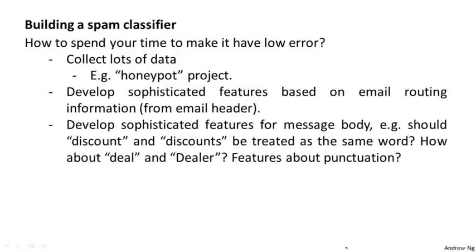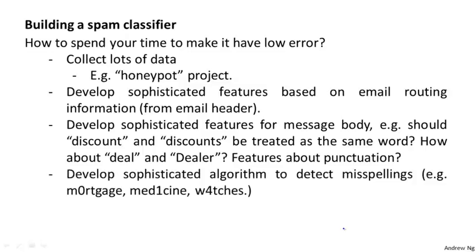Something else you might consider doing is to look at the email message body, that is the email text, and try to develop more sophisticated features. For example, should the word discount and the word discounts be treated as the same word? Or should we treat the words deal and dealer as the same word, maybe even though one is lowercase and one is capitalized in this example? Or do we want more complex features about punctuation because maybe spammers use exclamation marks a lot more?